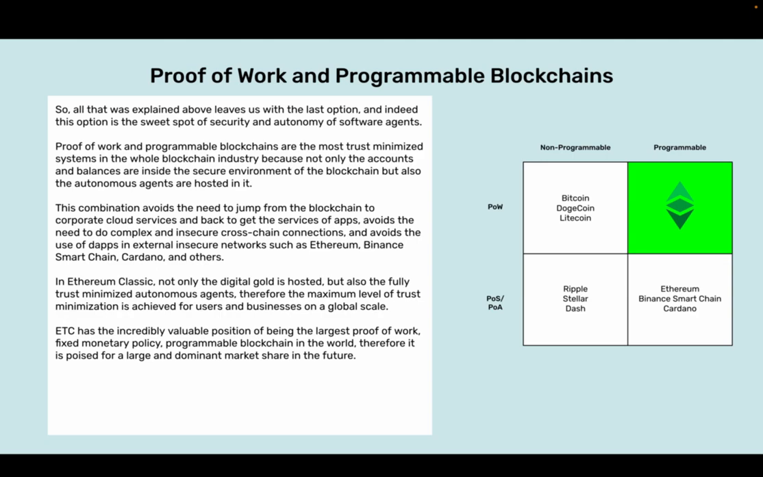This combination avoids the need to jump from the blockchain to corporate cloud services and back to get the services of apps, avoids the need to do complex and insecure cross-chain connections, and avoids the use of dApps in external insecure networks such as Ethereum, Binance Smart Chain, Cardano, and others. In Ethereum Classic, not only the digital gold is hosted, but also the fully trust-minimized autonomous agents. Therefore, the maximum level of trust minimization is achieved for users and businesses on a global scale.